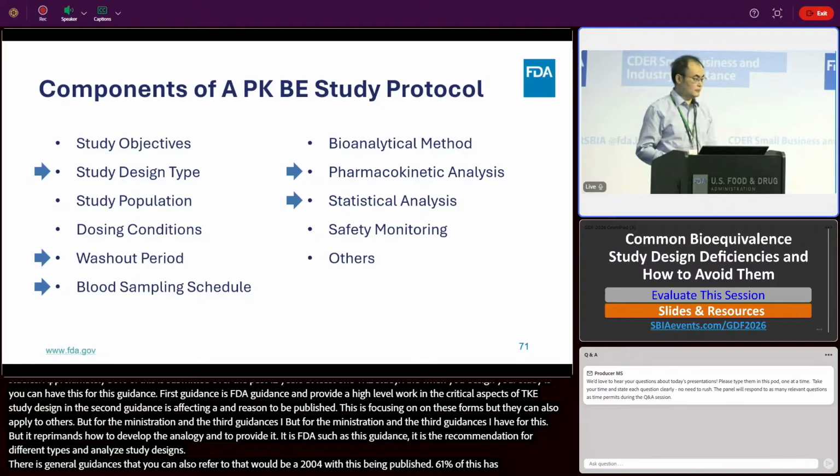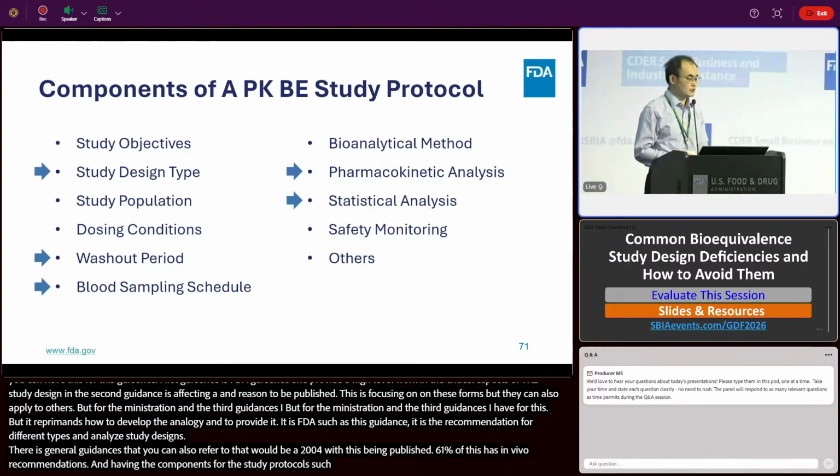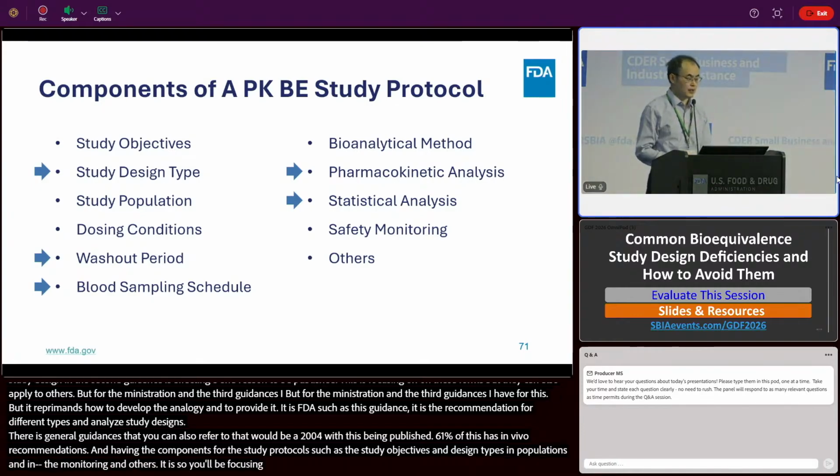This is a list of main components of BE study protocols, such as study objectives, study design types, study population, dosing conditions, washout period, blood sampling schedule, bioanalytical method, PK analysis, statistical analysis, safety monitoring, and others. In my talk, I will be focusing on five of them: study design type, washout period, blood sampling schedule, PK analysis, and statistical analysis.